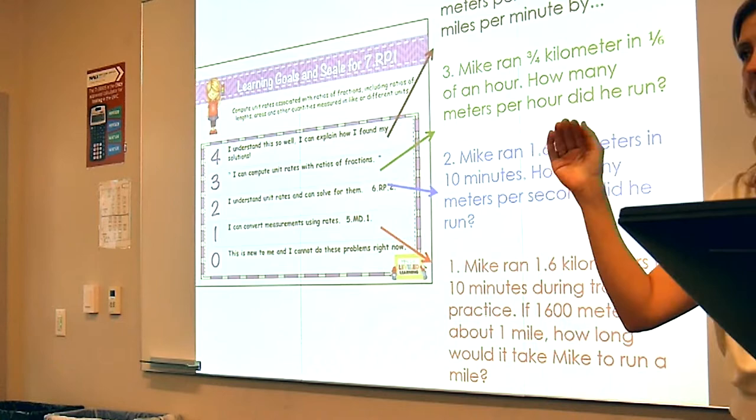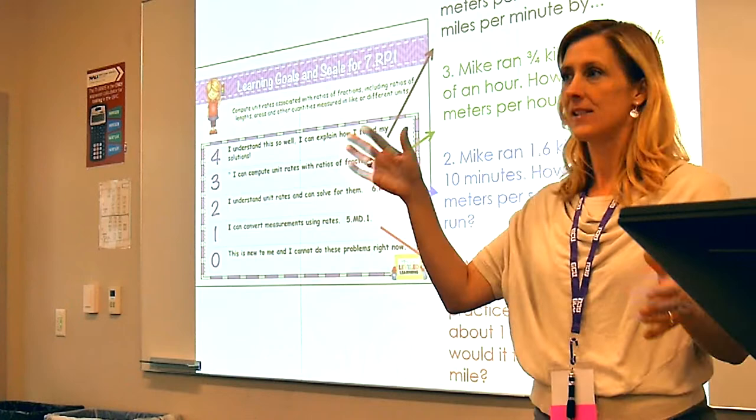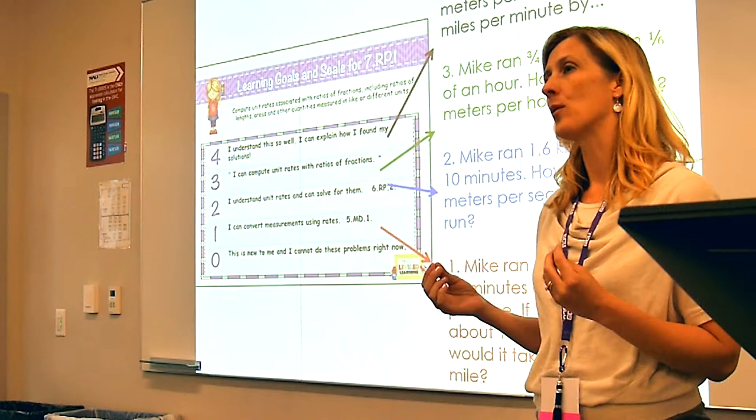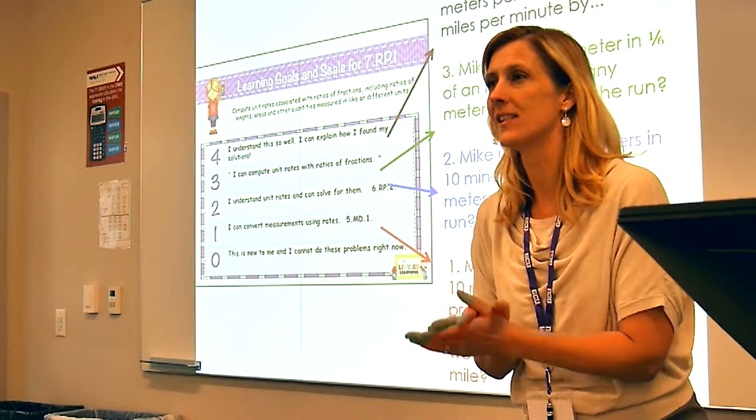How long would it take Mike to run a mile? Well, we only have one number that tells us the time. What is that? Tell me if you know. 10 minutes. Do we need to change anything? So did I actually have to do anything? The story gives us the answer. All I had to remember was how to convert metric units. Who thinks they can do that? Write your answer on the paper. Everybody tell me what's the answer. Okay, you just did the first problem.